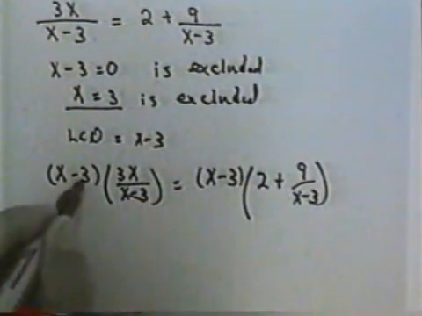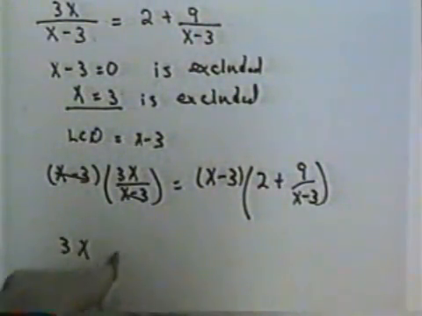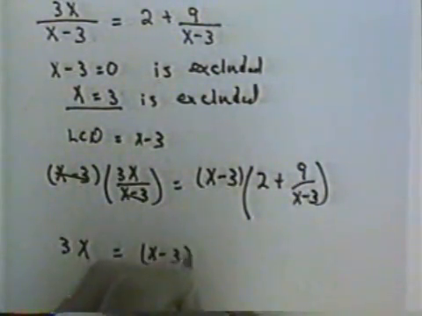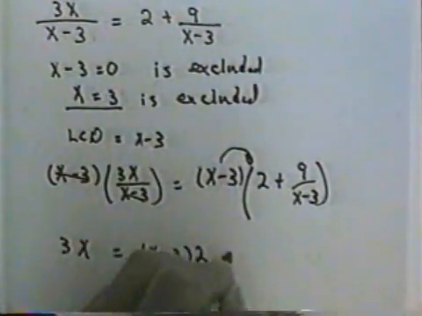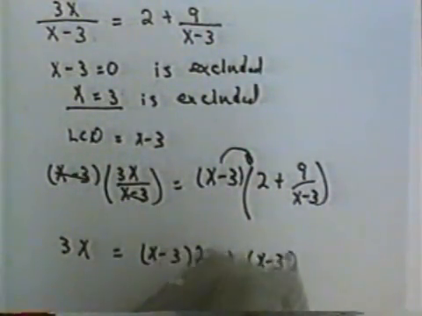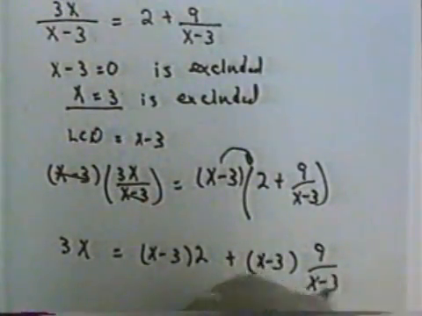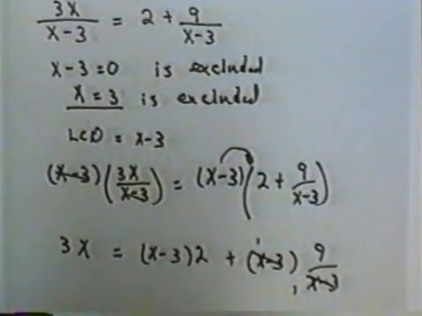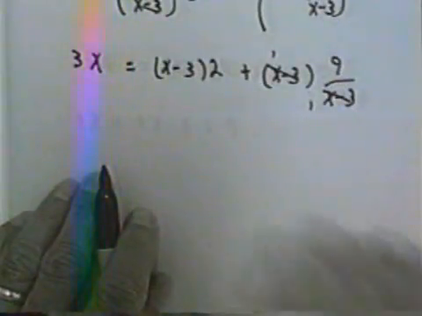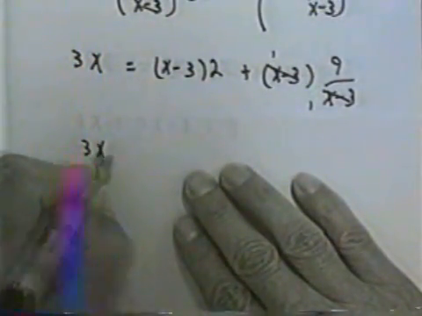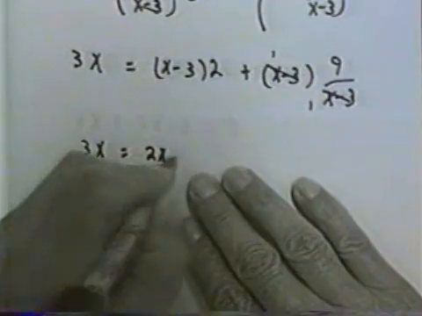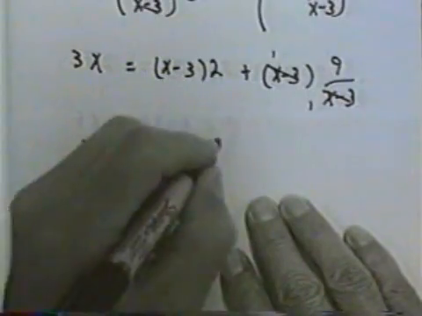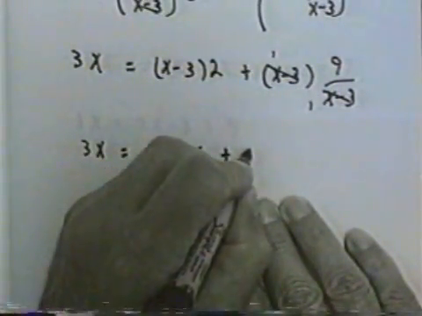Now already on this side, the x minus 3's will cancel, so I have 3x. And on the other side, I need to distribute. So it would be x minus 3 times 2 plus x minus 3 times 9 over x minus 3. I can reduce. I'm left with 3x is equal to 2x minus 6. 2 times x is 2x. 2 times 3 is 6. Plus 9.